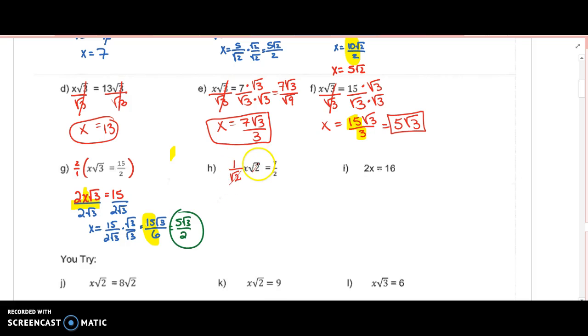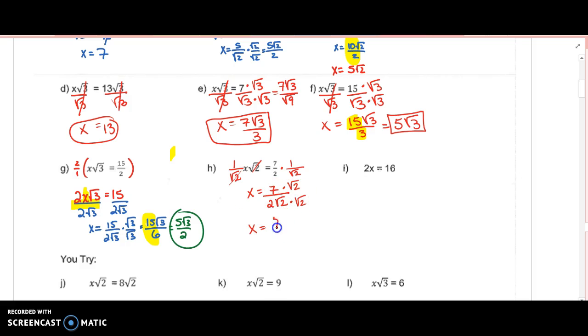These will still cancel to give us x, right? So let's do what we do to one side, we have to do to the other side of the equation, right? So that gives us 7 times 1 on top, or 7, and on bottom we get 2 times the square root of 2. Oh, but oh no, we can't have a square root on the bottom, so here we go. We're going to multiply the top and bottom times square root 2.